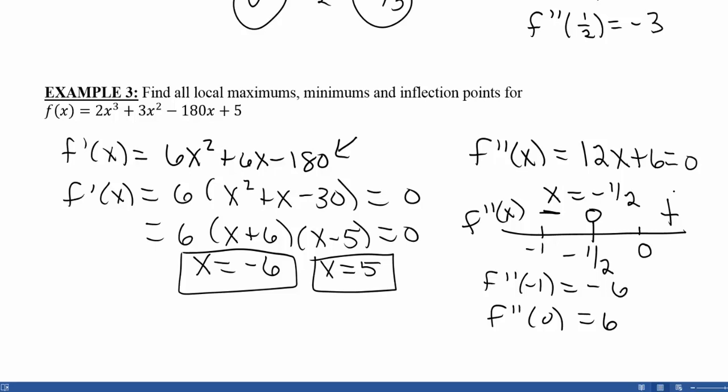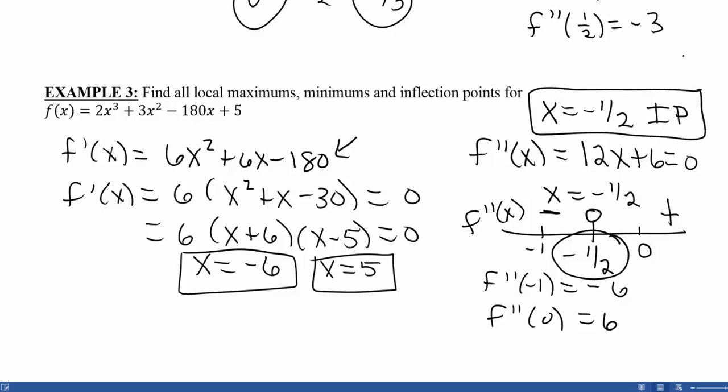Since I changed concavity, that means that negative 1/2 is an inflection point. So x equals negative 1/2 is an inflection point. I'm going to put IP for inflection point. Now, I also need to classify my critical points. So notice that one of my critical points is to the left of negative 1/2, and one of my critical points is to the right of negative 1/2. So since I know the concavity to the left and right, that will also tell me if my critical points are going to be local maximums or minimums. I can also plug them directly in, but it'll give me the same result.